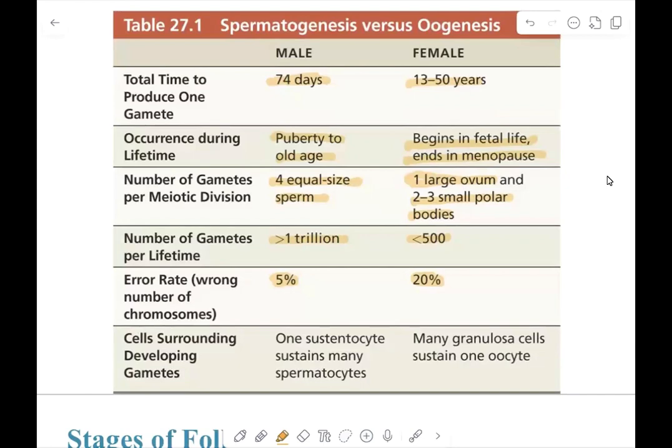And then the supporting cells that surround the gametes, for males, it's a cystenocyte, which is also called a Sertoli cell. And remember from the earlier part of chapter 27 that one big thing the Sertoli cell does is that it's going to protect the sperm antigens from being attacked by the immune system. In the females, there are granulosa cells that make up the follicle, which surround the one oocyte.